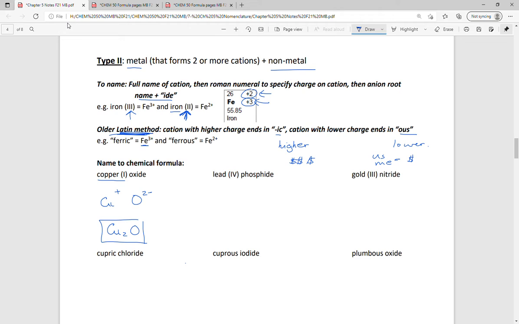Lead 4 phosphide, so that means it's Pb, and it specifies that I'm using the +4 ion, and phosphorus is always -3. And if I crisscross these ones up, I would have Pb3P4. That would be the formula for lead 4 phosphide. Gold 3 nitride, that'd be Au +3, and nitrogen is always -3.